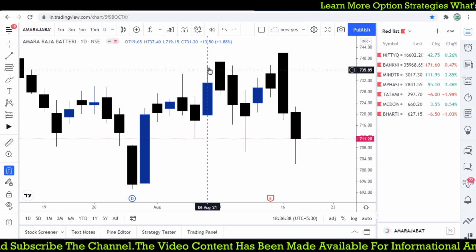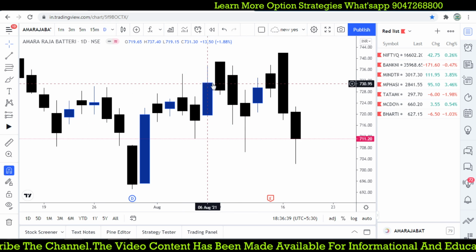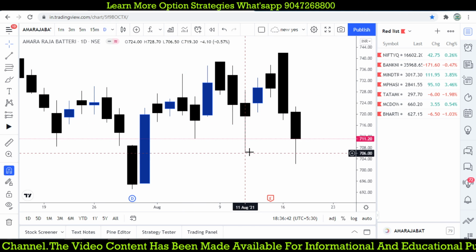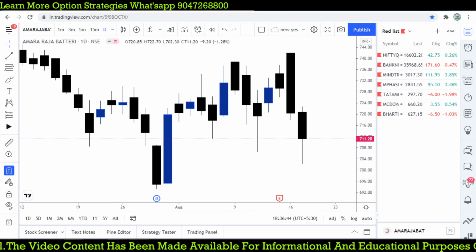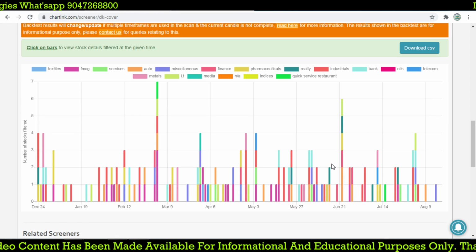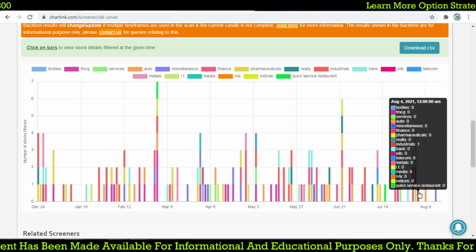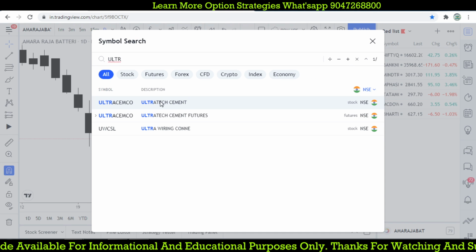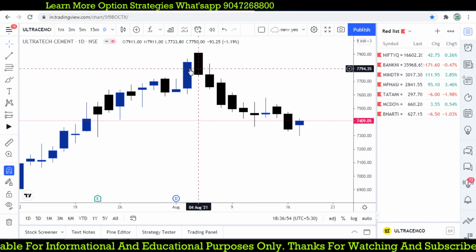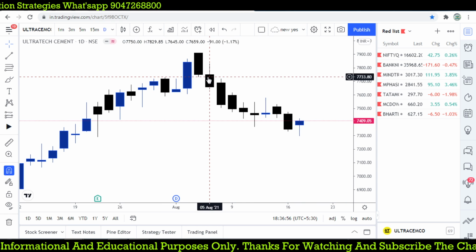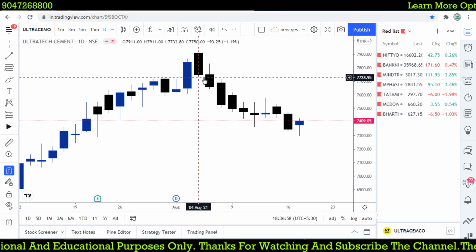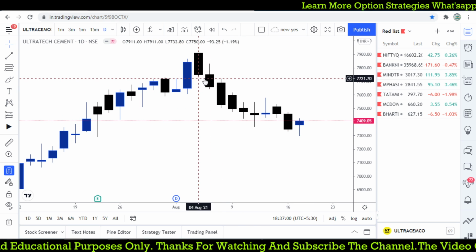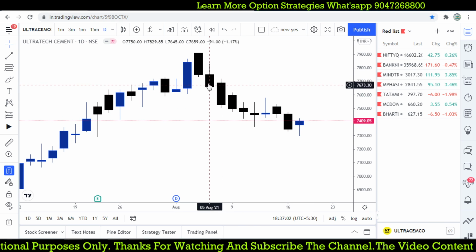So this is our exact dark cloud pattern which formed on 9th August. Within 2 days we got such a great result. And the second one, the previous one we will go for that. On 4th August we got UltraTech Cement. You can see that from 4th August how well it is working within 3-4 days. Within 2 days it gives you a big result.